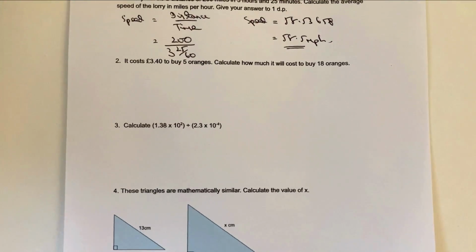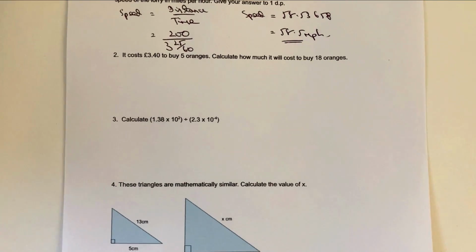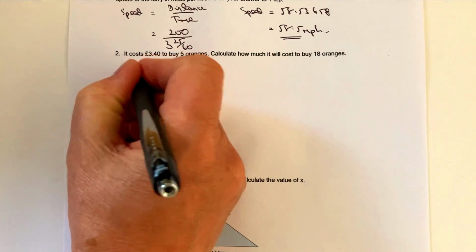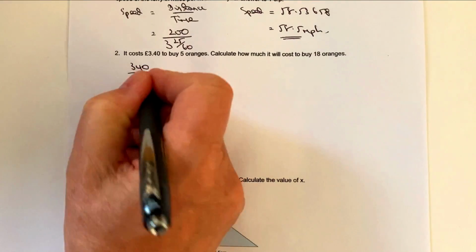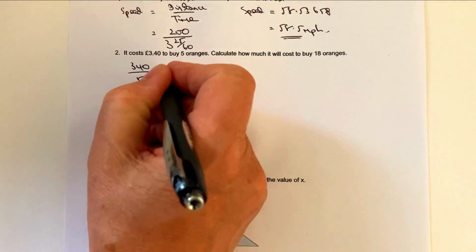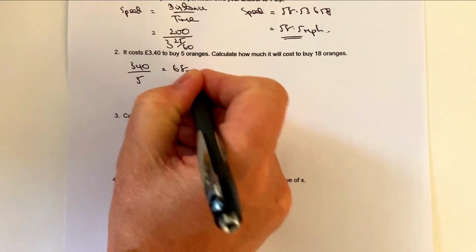It costs £3.40 to buy 5 oranges. How much will it cost to buy 18 oranges? Well, basically, we need to work out the cost per orange. So what we would do is it's going to be 340 pence divided by 5, because it's £3.40 for 5 of them. Now, if you work that out, that's going to give you 68p per orange.